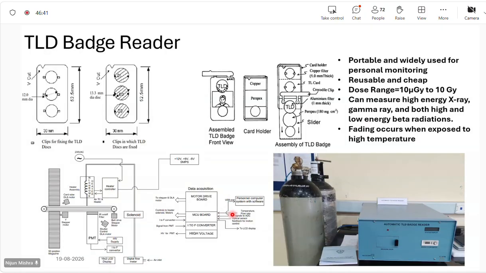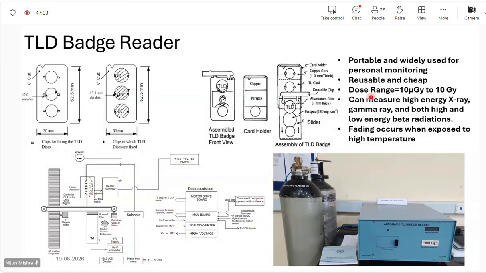These are mainly portable and widely used for personal monitoring, reusable and cheap. The dose range is 10 microgray to 10 gray, they can measure high energy X-rays, gamma rays, and both high and low energy beta radiation, and fading occurs when exposed to high temperature.